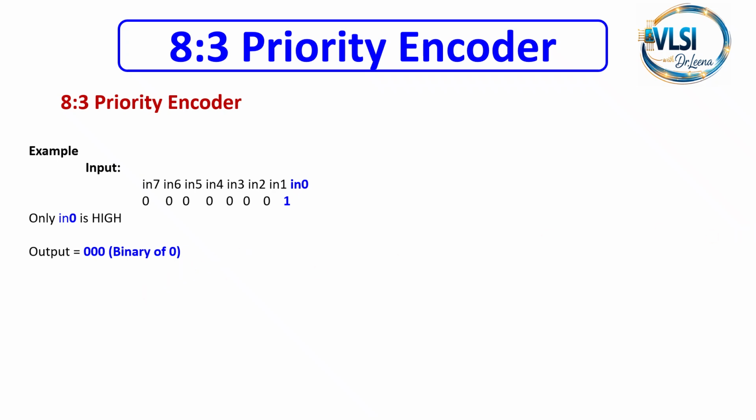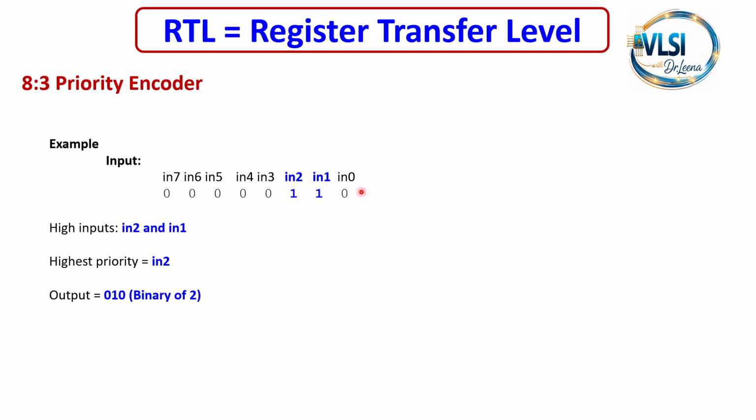Now, if there are 2 or more inputs active, let us see what it does. Look at this: IN0, 1, 2, 3, 4, 5, 6, 7, we have 8 inputs. Among the 8 inputs, IN1 is active and IN2 is active. Here, 2 inputs are active, that is IN2 and IN1. So it takes the higher priority one, the most significant bit. It takes IN2 and the output it will give us is 0, 1, 0, that is the binary of 2.